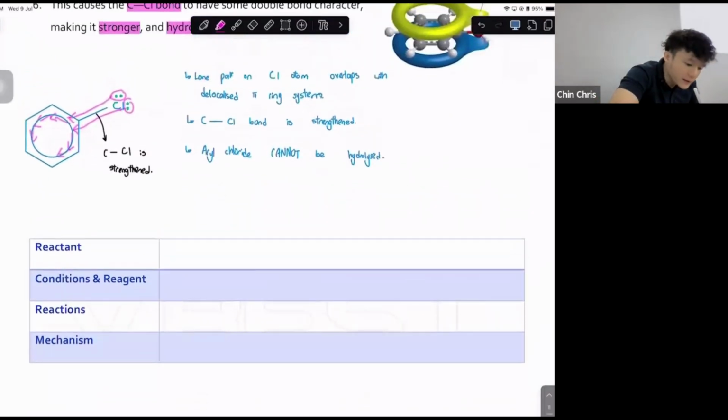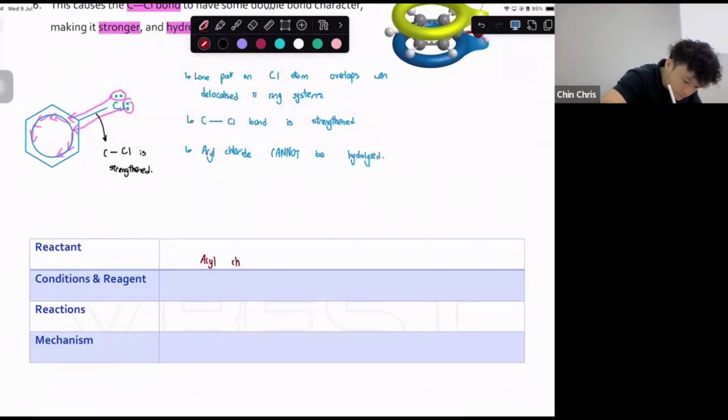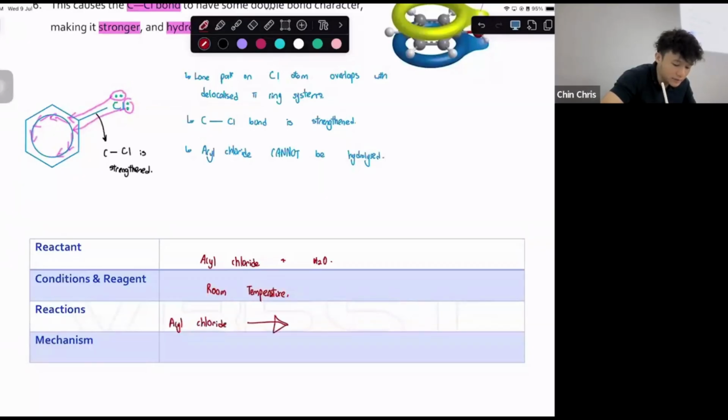So let's say, if I take an acyl chloride and add H2O, what's going to happen? You just have to put it under room temp. You don't even need to heat it up. Just room temp will do. So an acyl chloride will turn into a carboxylic acid. Mechanism? Anyone? Addition, elimination, well done.